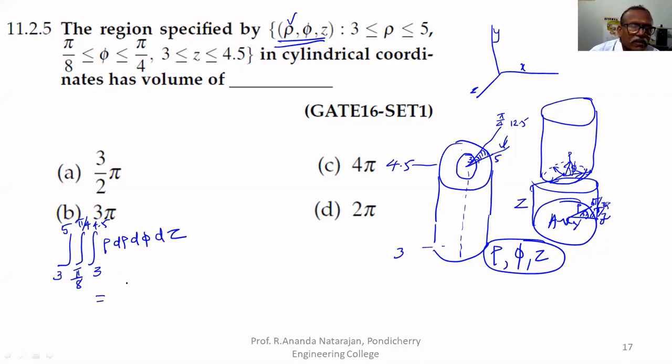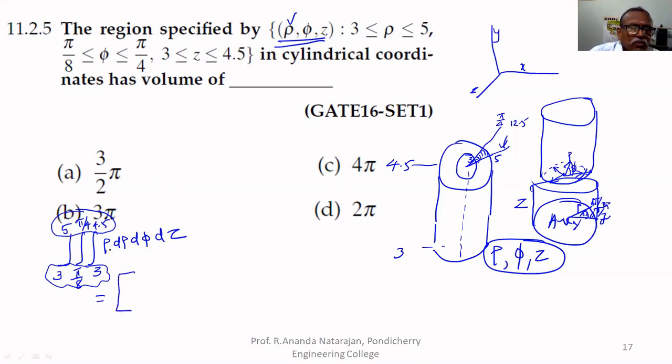If the limits are in terms of other variables, then we have to integrate one by one. But here there are no variables in the limits. That's why we can do all at a time. Otherwise, we cannot do all at a time.